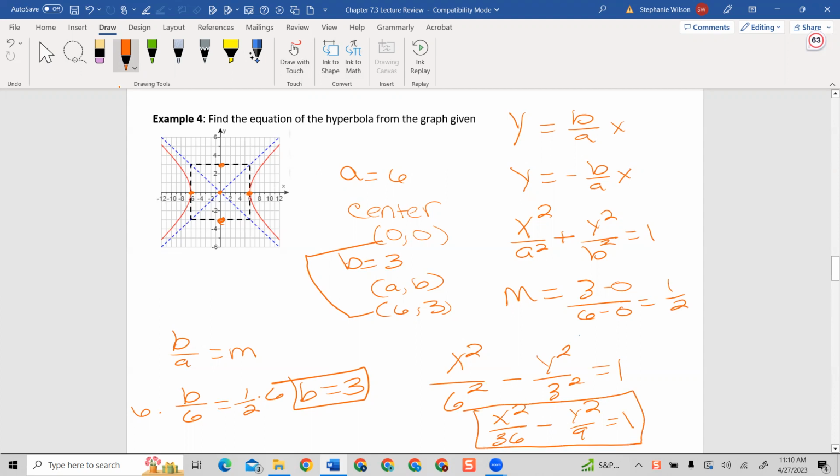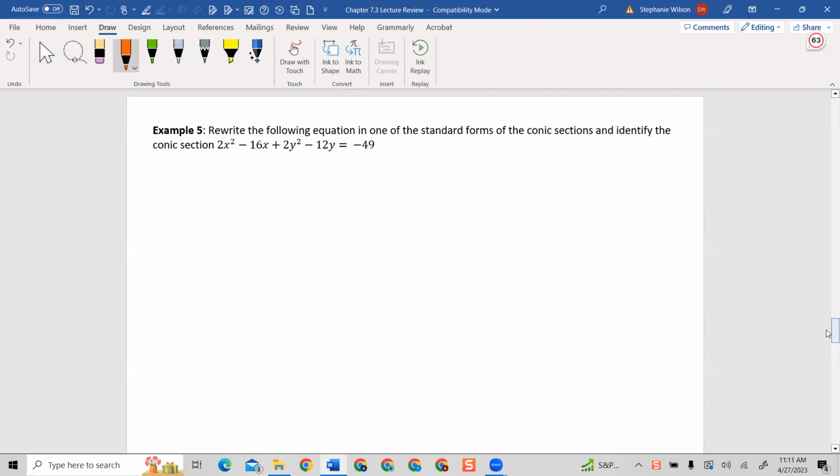Okay, so moving on. It says rewrite the following equation in one of the standard forms of the conic sections and identify it. So let's solve it and rewrite it. Well, first thing we need to do is get all the y values together and x values together and get it in a format to where the coefficients on them are positive 1. So I'm going to come over here and do it like this and give me some space for this new term.